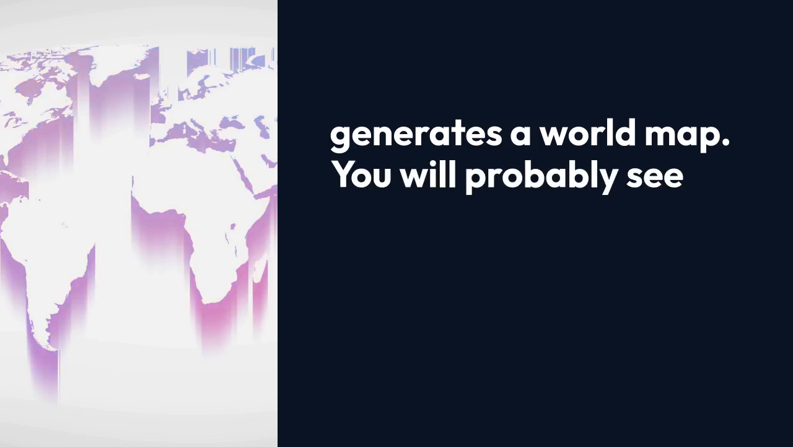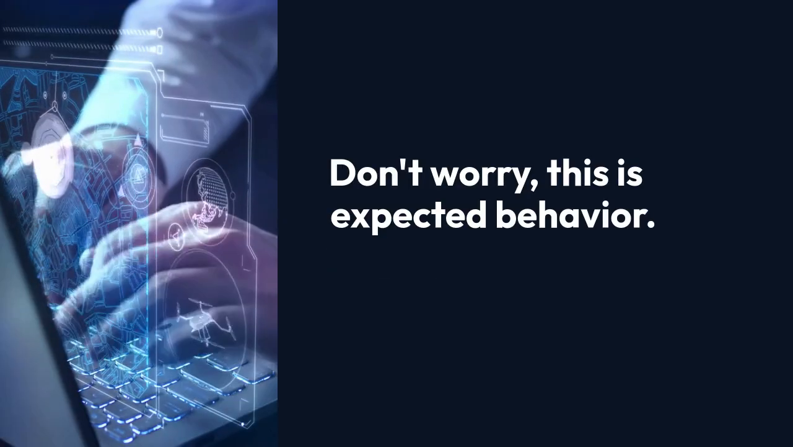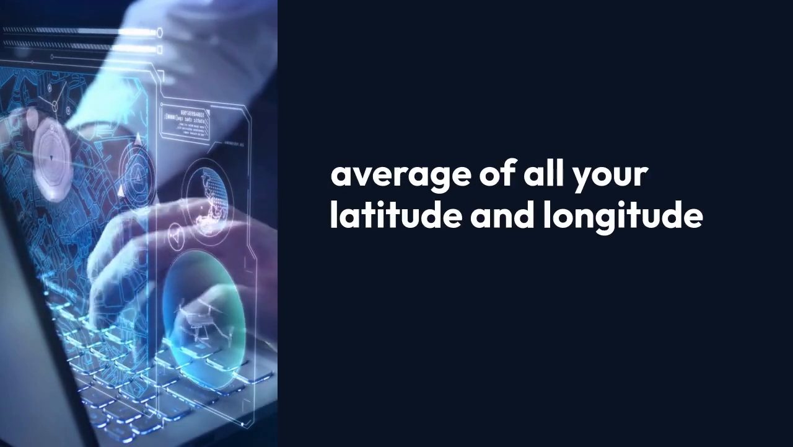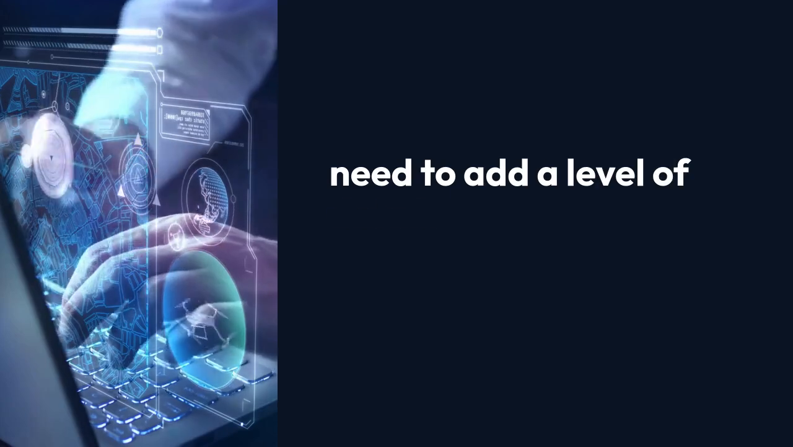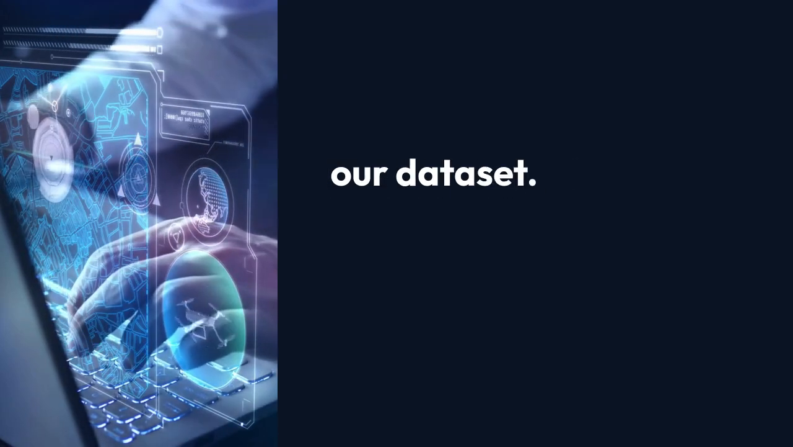You will probably see just one single dot right in the middle. Don't worry, this is expected behavior. Tableau is simply showing you the average of all your latitude and longitude points. To make the map truly useful, we need to add a level of detail. We must tell Tableau to plot each individual location from our dataset.